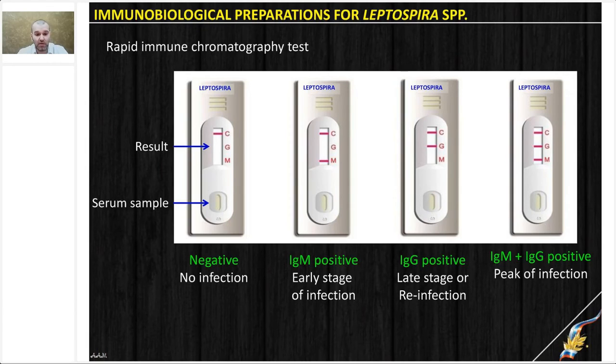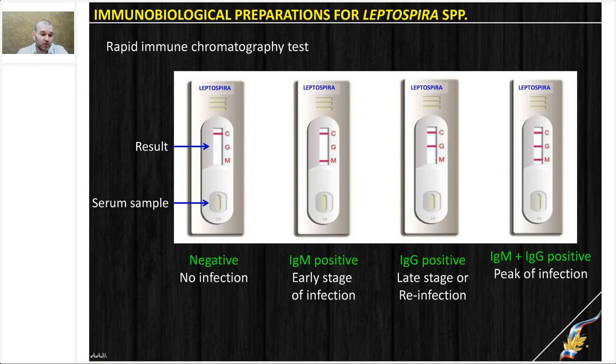IgM is the heaviest and the largest immunoglobulin, with the biggest size. So the first membrane has wider pores and channels. They will hold only IgM, but will pass IgG and control reagent. The second strip is for IgG, which has a smaller size, and the control strip is the last.